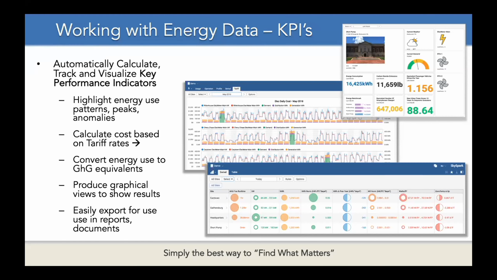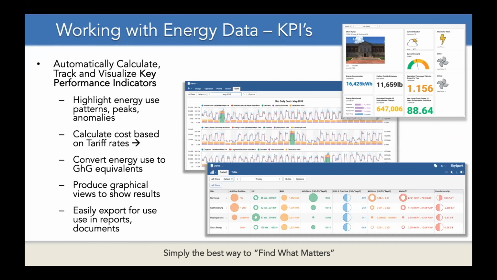Increasingly, we want to address the need for carbon reduction, carbon tracking, and convert our energy use into greenhouse gas equivalents. The software can do that for us, right? It can take our meter data and apply the appropriate conversion factors to turn that into greenhouse gas equivalents, which are increasingly required for reporting to regulatory organizations and to be reported in annual reports from corporations.